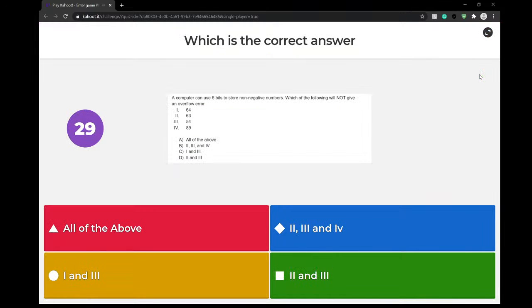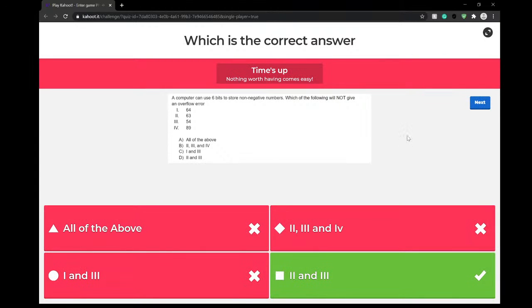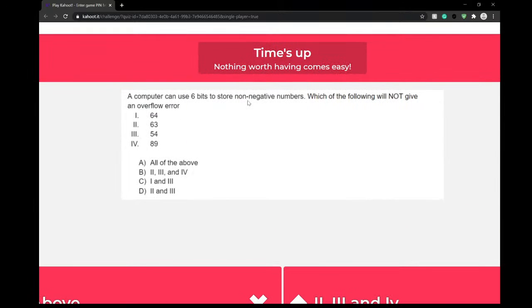A computer can use 6 bits to store non-negative numbers. Which of the following will not give an overflow error? So remember what an overflow error is. First, make sure you know what the numbers are in bits, and then from there. So the answer is D, 2 and 3. So make sure you know your binary conversions.